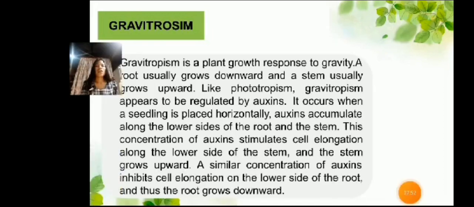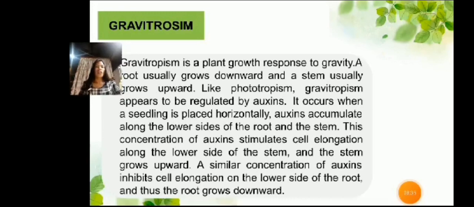This concentration of auxins stimulates cell elongation along the lower side of the stem, and the stem grows upward. A similar concentration of auxins inhibits cell elongation on the lower side of the root, and thus the root grows downward. So, gravitropism is an important plant growth response to the environment that directs shoots upward and roots downward, thereby allowing each organ to reach environments that are adequate for performance of their primary functions.